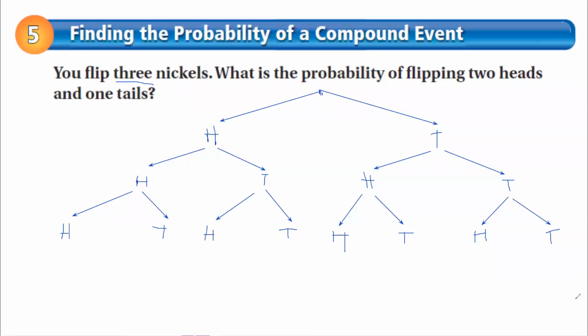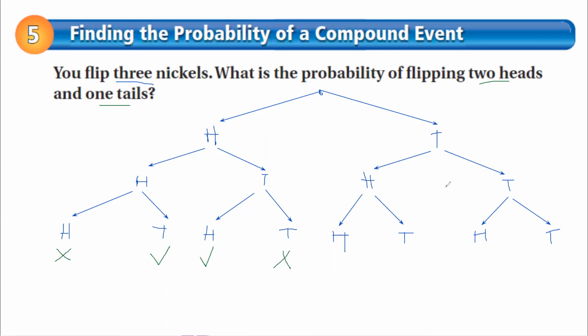If your tree diagram is really organized like mine, it's really easy to see what is happening. We want two heads and one tail. If we flip the coin and we get heads, heads again, that's not going to work out. Heads, heads, tails. We got two heads and one tail. That does work. Heads, tails, heads. That works.